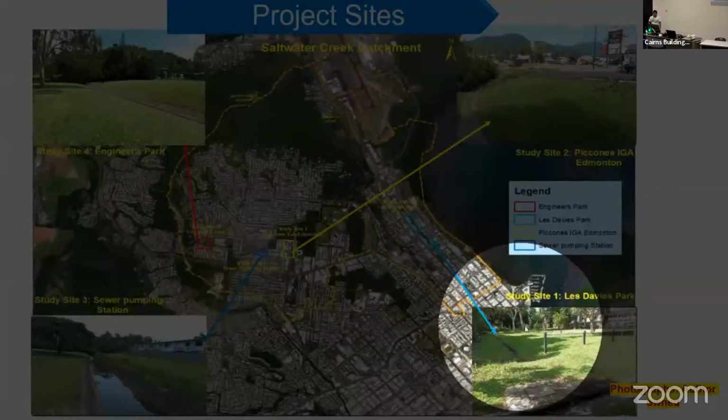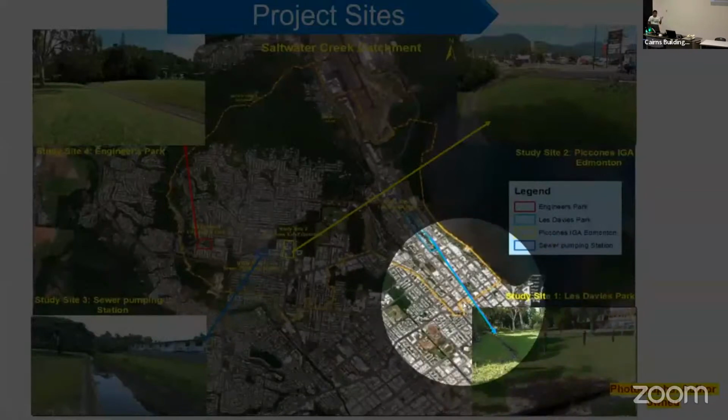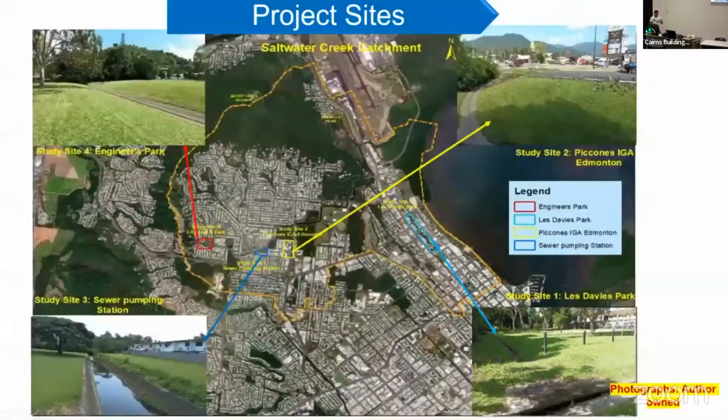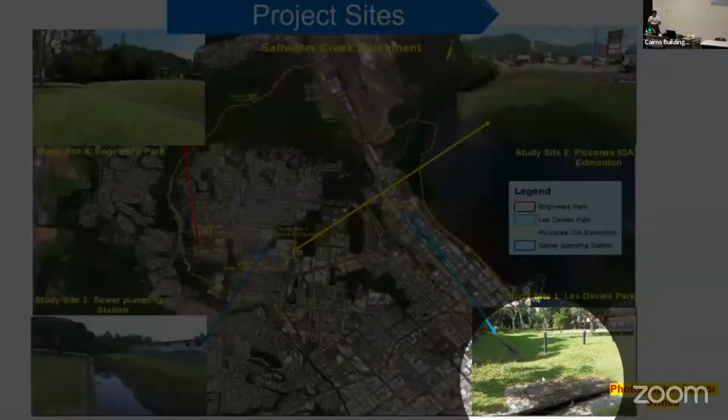The first one is the Las Davis Park. This is the most low-lying area, where we'll be seeing different factors of flooding, such as the upstream flow as well as the tidal flow, and the terrain is really flat and just nearby the ocean. In those conditions, how is this water suit going to perform? So we are going to test that one.